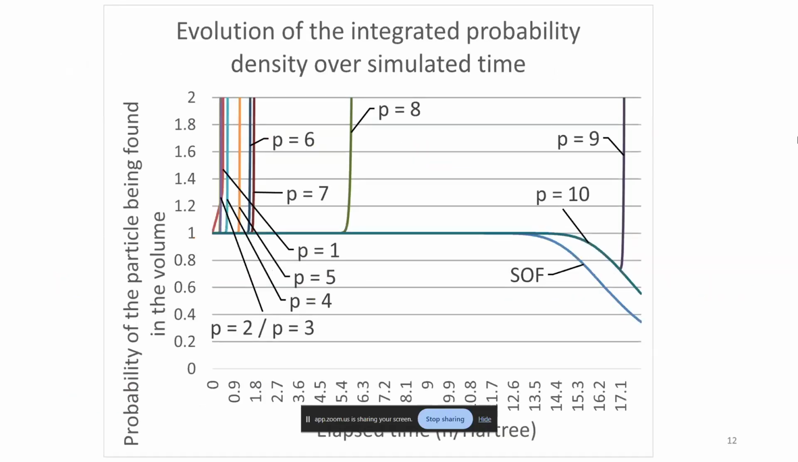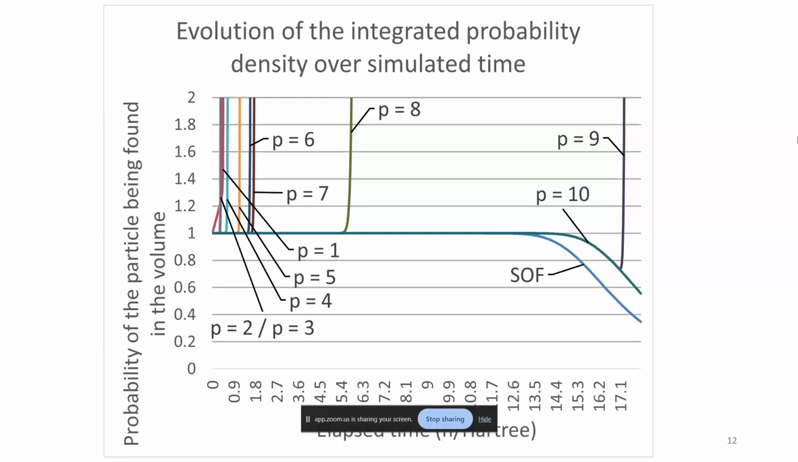But there's a problem with this. Finite difference time domain methods are usually not so stable, and they diverge. So here I plotted the integral of the probability density for the visualized volume. That is the probability of the particle being found in this volume, and you can see for higher p-values, the probability diverges, which is of course not right because probability shouldn't be greater than 1.